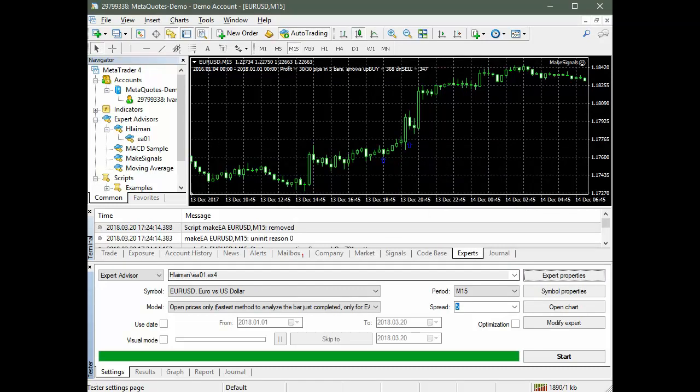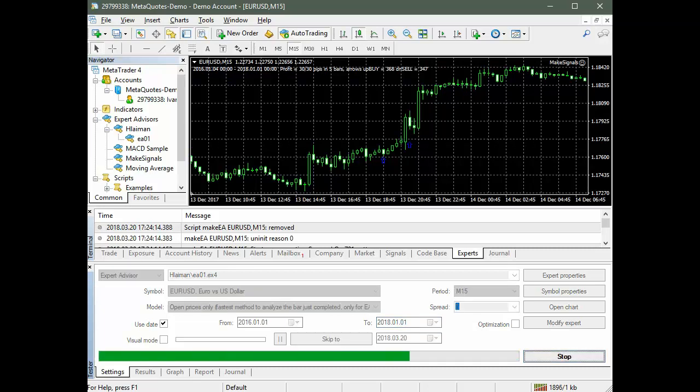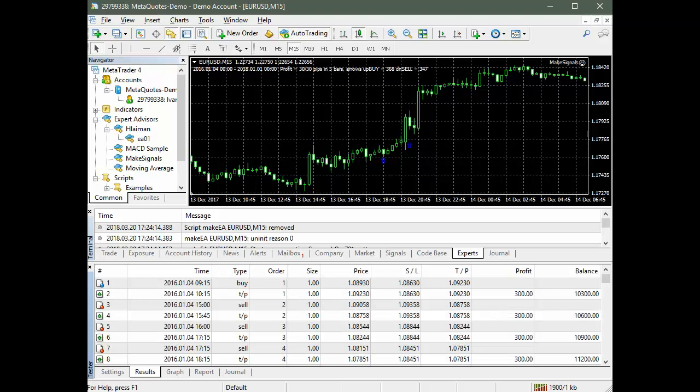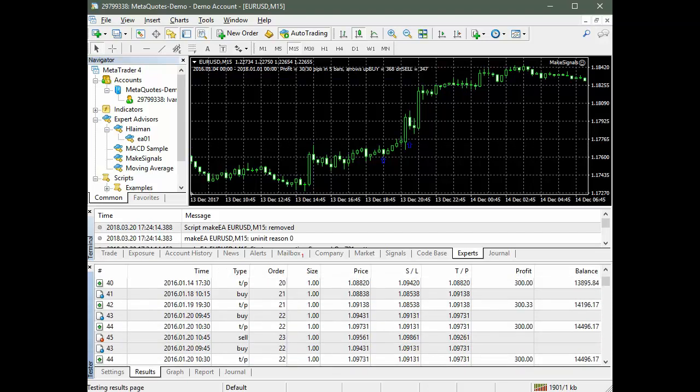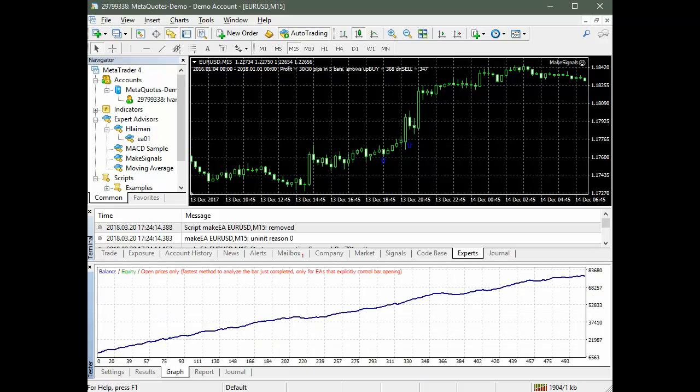We choose the testing period to be equal to the period in which the PNet training was conducted, from January 1st, 2016 to January 1st, 2018. Run the test. When the test is finished, we see the results in a tabular form. The Results tab, in the form of a chart that displays the curves of changes in balance and funds.